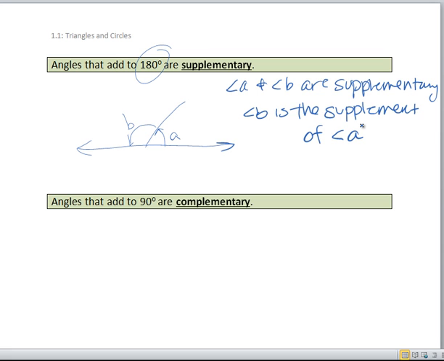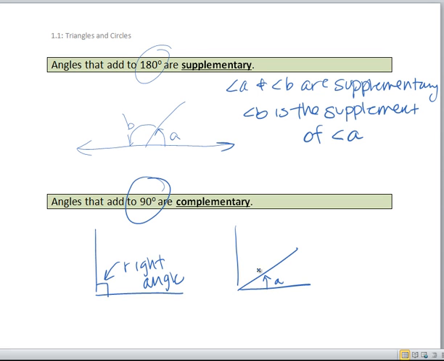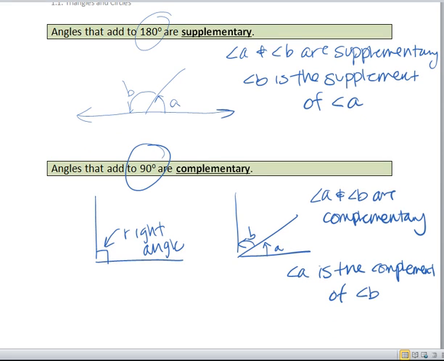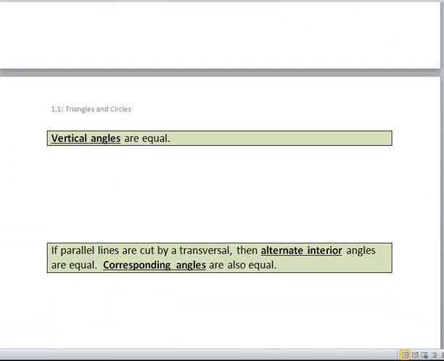And just like we have a name for angles that come together to form 180 degrees, we also have a word to describe a pair of angles that measure 90 degrees together, and those are complementary angles. This is the notation that we use for a right angle, the little box in the corner. If I have two angles here, angle A and angle B, I say that angle A and angle B are complementary, and that angle A is the complement of angle B. Okay, so know the measures of angles that are supplementary and complementary and be able to identify them.